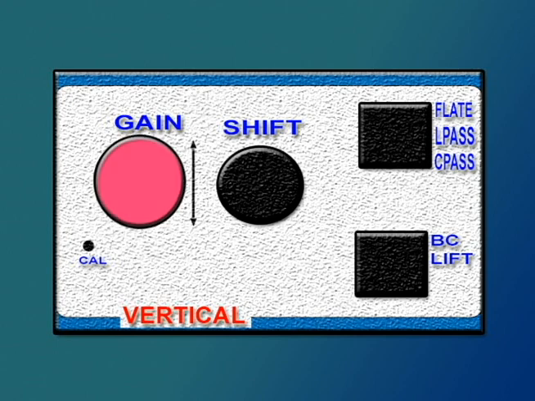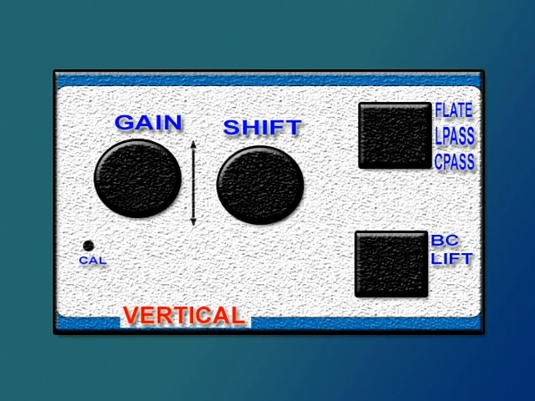Gain varies the gain of the amplitude signal from 0.5 to 5 times. For proper use, gain must be set to calibrate. Shift, the vertical control, positions the waveform vertically on the graticule for various measurements. Flat, L-pass, C-pass switches the display between flat luminance and chroma, L-pass luminance only, and C-pass chroma only. Press the button repeatedly to cycle through the settings. BC lift adds a 350 mV step to inputs B and C for use with YUV inputs.